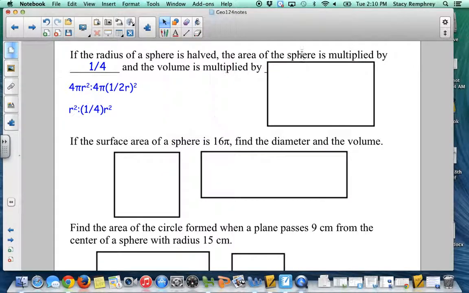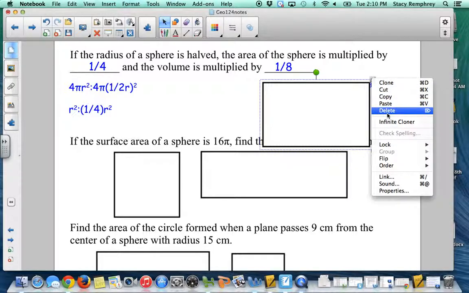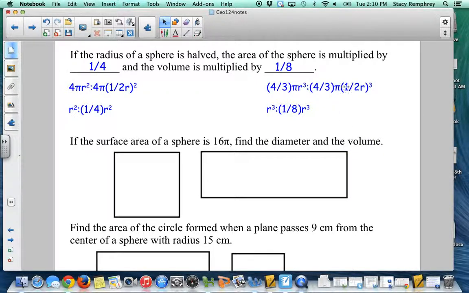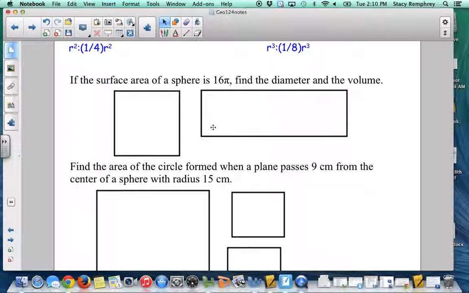I did a similar thing with the volume. Okay. Again, I plugged in just the radius itself, and then I compared that to 1/2 r. That's 1/2 times 1/2 times 1/2. That's what happens when you cube it. That's the 1/8. And so you multiply it by 1/8. And that should be similar to what you saw we did in the table.